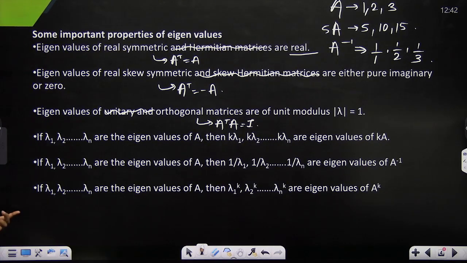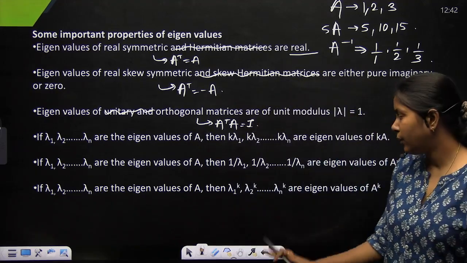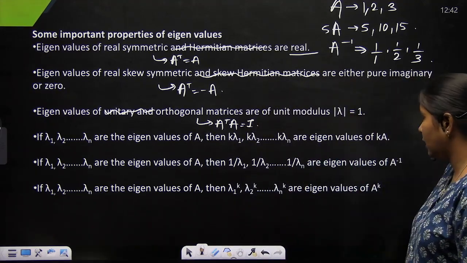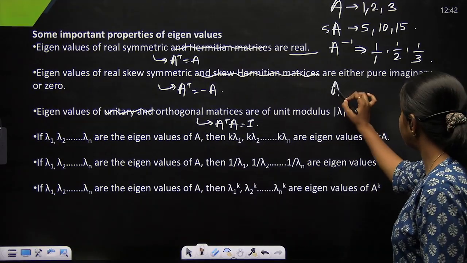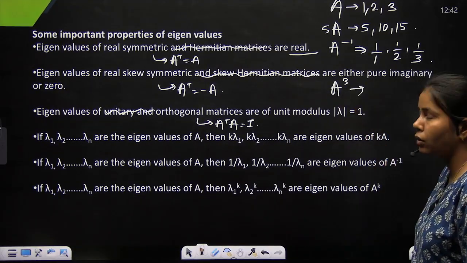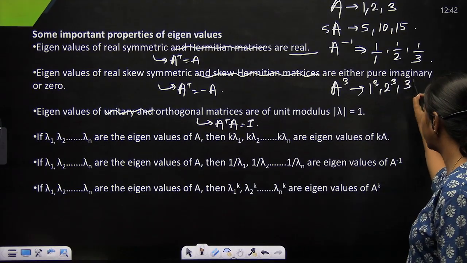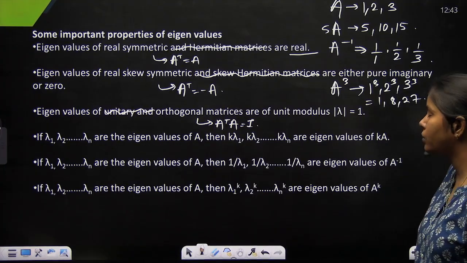Next, if lambda 1, lambda 2, lambda n are eigenvalues of A, then lambda 1 to the power k, lambda 2 to the power k, lambda n to the power k are the eigenvalues of A to the power k. Let's suppose I need to find the eigenvalues of A cube. That would be 1 cube, 2 cube and 3 cube. That is 1, 8 and 27. These are the eigenvalues, right?